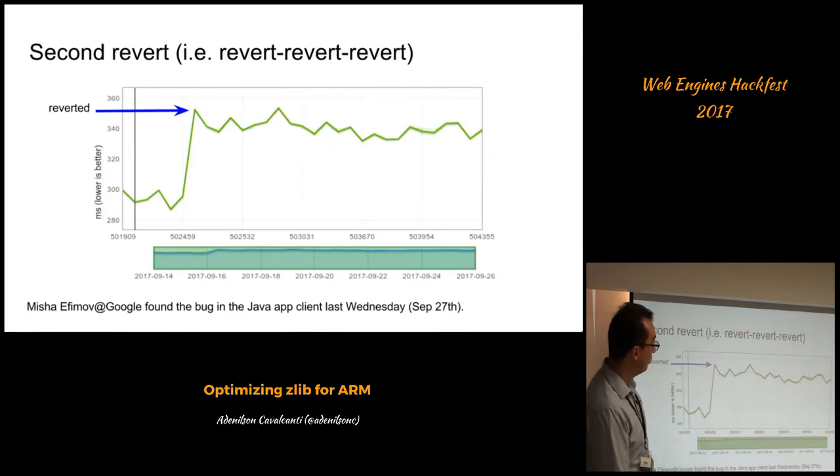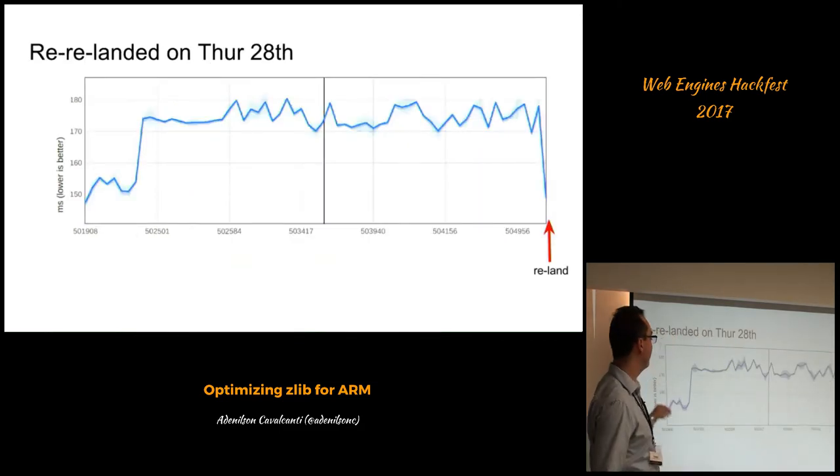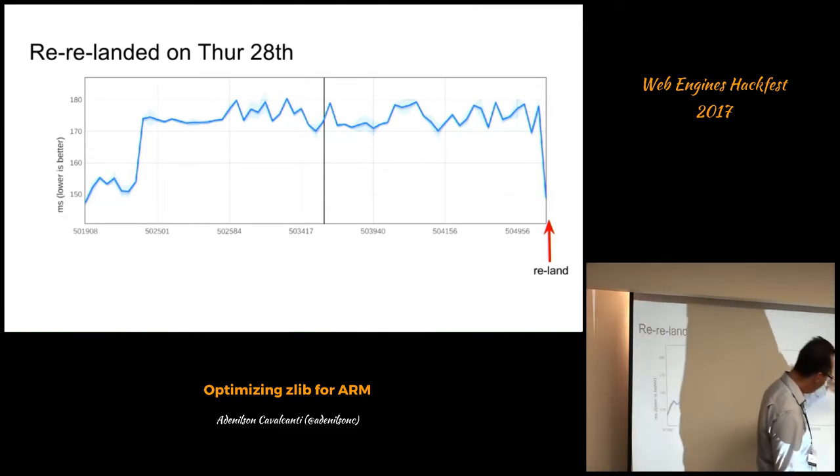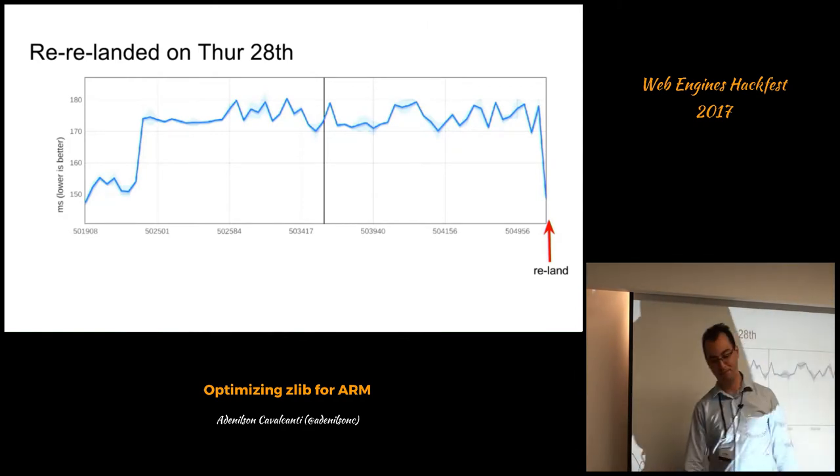But as soon as we had clearance and it was clear the new zlib code was okay, we relanded it again. This is where we had the optimization, this is where we didn't have the optimization, and this is where we have the optimization again.